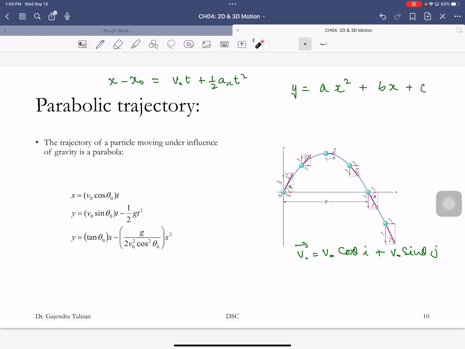So this guy is 0. v naught x, the x component of the initial velocity, is equal to that. And the acceleration vector is 0i minus gj. It has no x component of acceleration, and the y component of the acceleration is that. So if you put that information in here, what you get is x equals v naught cosine theta t. And that is this guy.